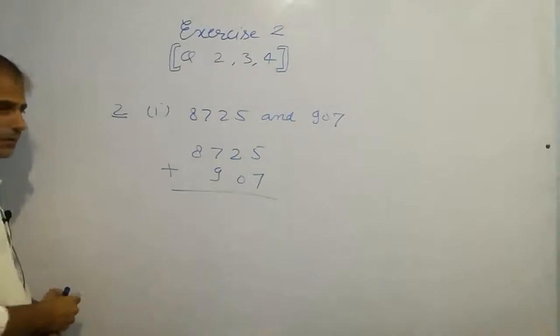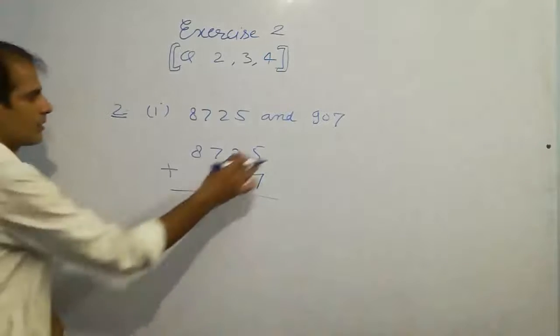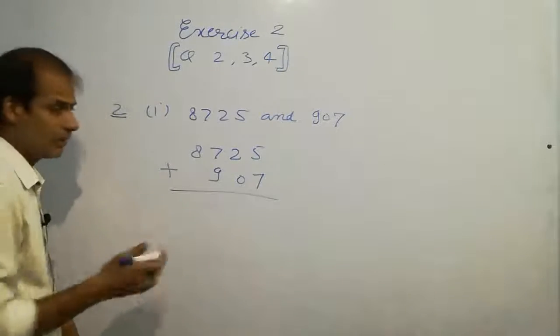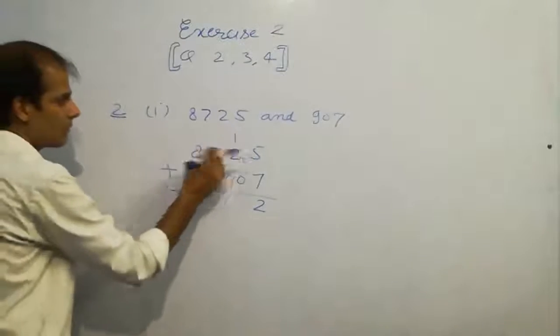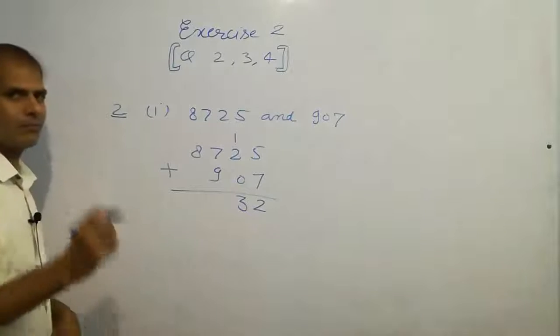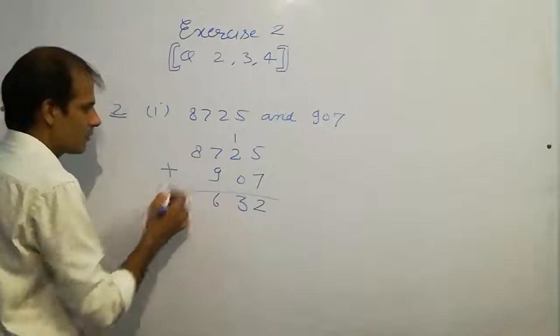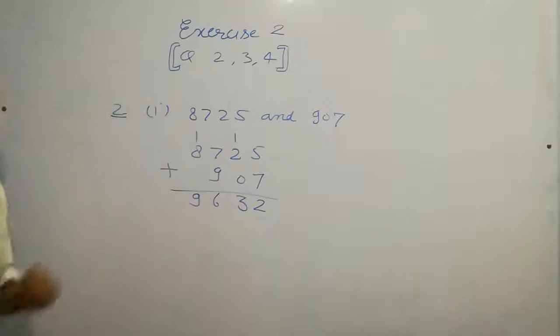Put a plus sign and draw a line. Now below this line you will write the answer. 5 plus 7, 12. We will write 2, 1 carry, 1 plus 2, 3. Okay. Then 7 plus 9, 16. 1 carry and 1 plus 8, 9. So this is the answer.